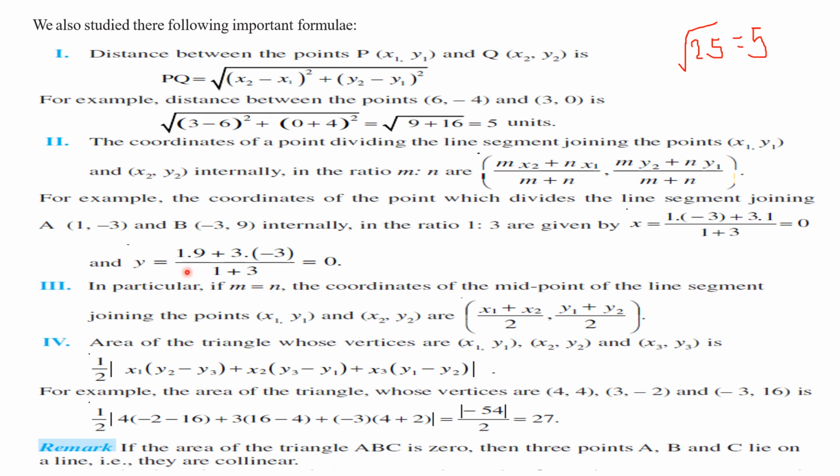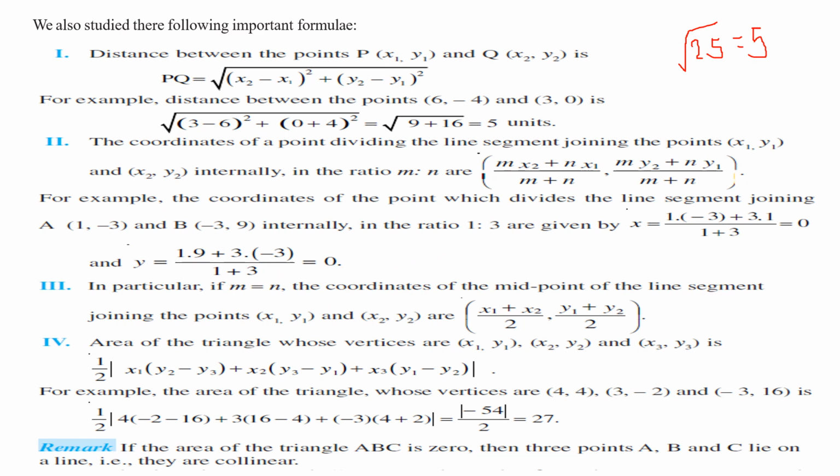And similarly, we calculate the y coordinate by using this formula: my2 plus ny1 by m plus n. So m is here 1 into y2, 1 into 9, plus n, 3 into y1, that is minus 3, whole divided by 1 plus 3. Now let us simplify this number. What will you get here? Finally 0.